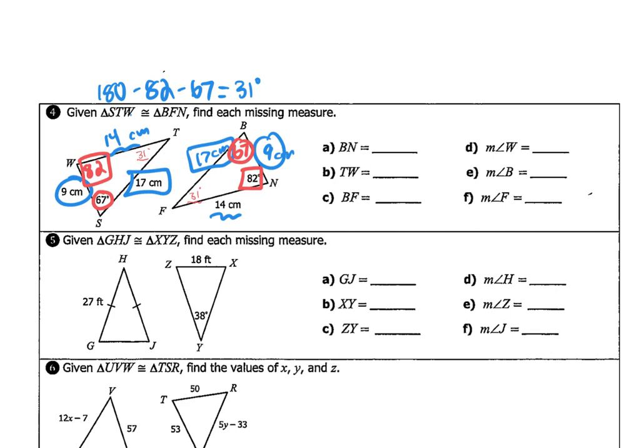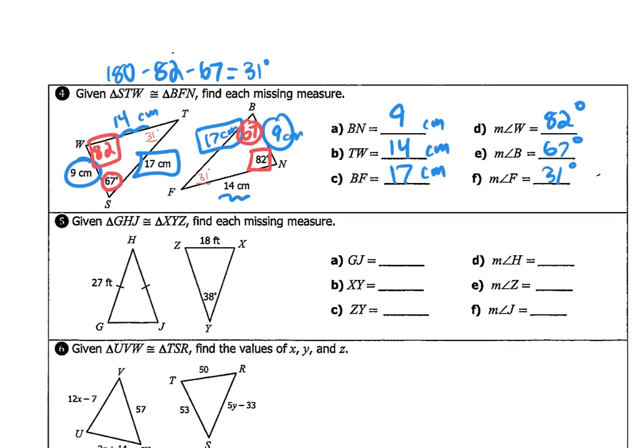So BN, what do we get there? 9, TW, 14. You could put centimeters as necessary. BF, that was 17. Angle W, 82 degrees. Angle B, 67 degrees. Angle F, 31 degrees. There you have it. 5 works very similarly.